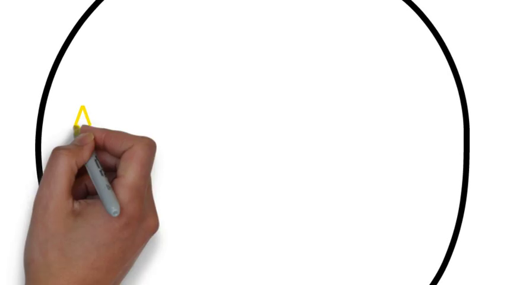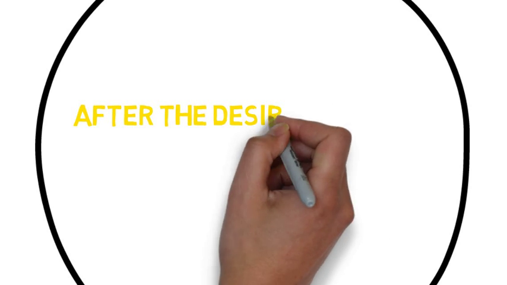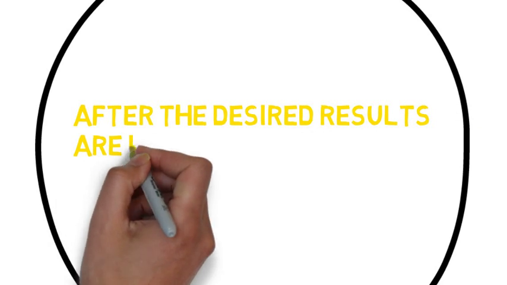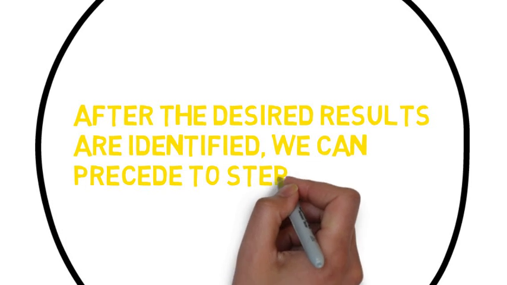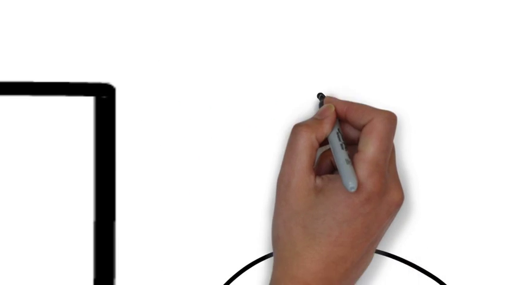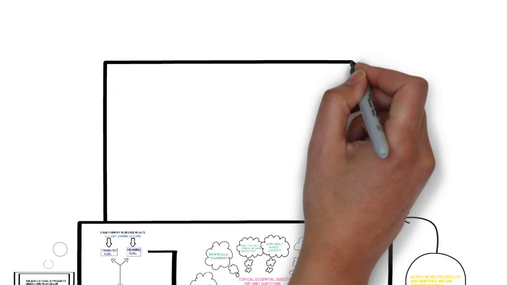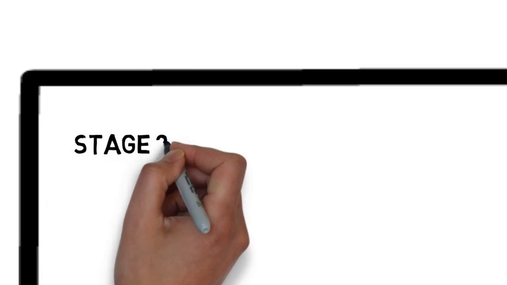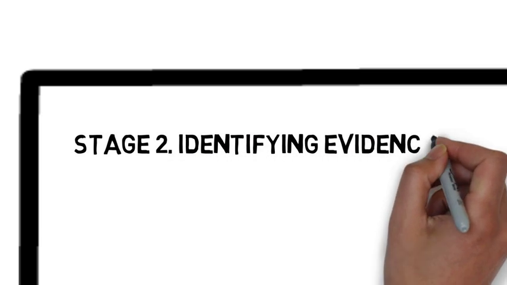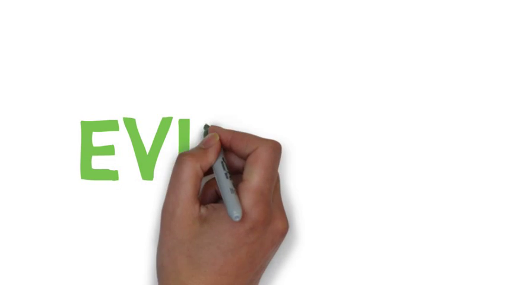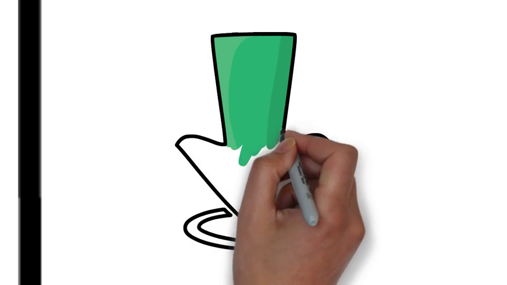After the desired results are identified, we can proceed to step 2. Next stage. Stage 2. Identifying evidence. Evidence must be reliable, sufficient, and valid. I will need to take into account more than one measure of assessment.